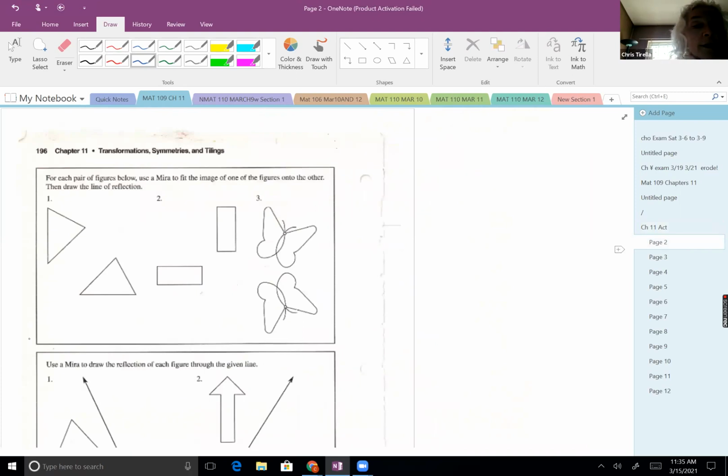So here, for each pair, draw the image of one to the other. Well, these would correspond. These would correspond. If I just connect the midpoints, that should give me that reflection line.